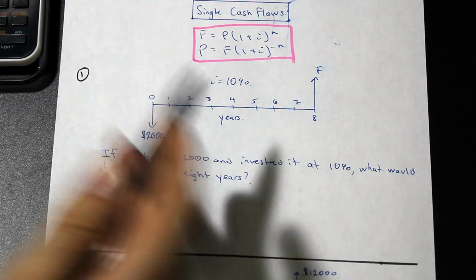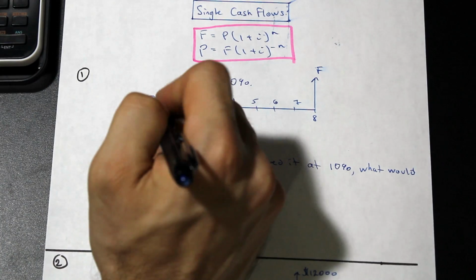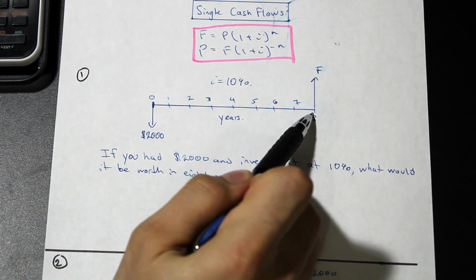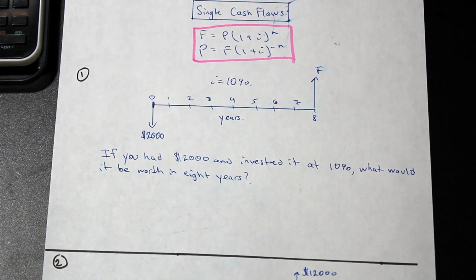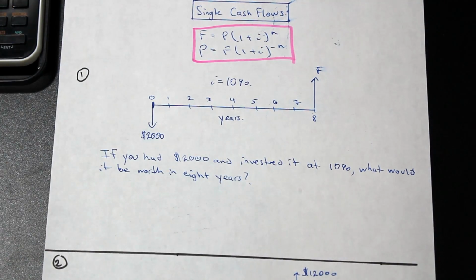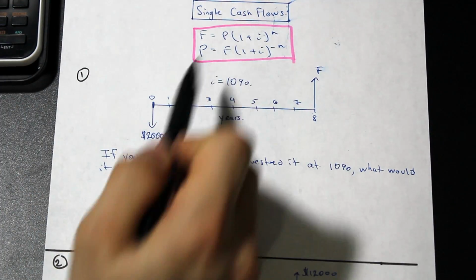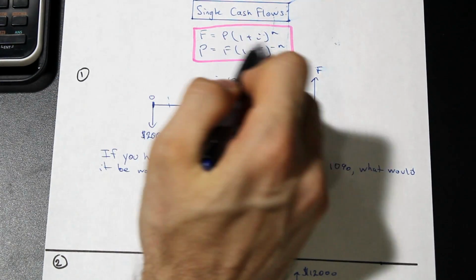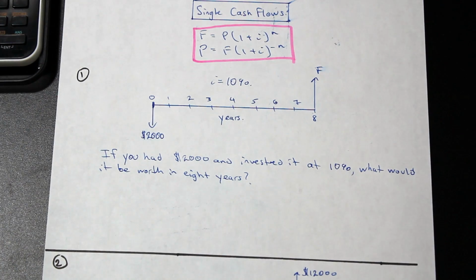Where we are on the cash flow diagram now is n equals 0, and we're concerned about what the value is at n equals 8. That is what F is equal to, so we're solving for F. In this case, we have P, we have i, and we have n, and we want to solve for F, so we're going to use the top formula to find the future value. This is the calculator method of solving it. Next, I'm going to show you the table method.